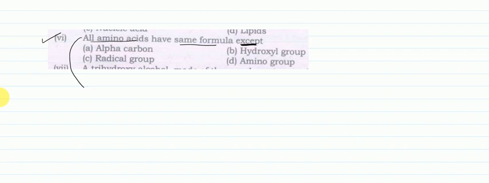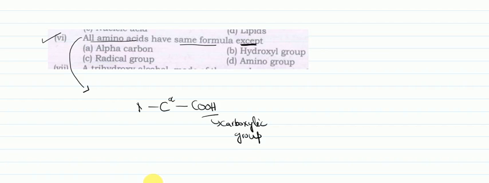First we have to check the general formula of amino acid. What is the general formula of amino acid? They have a central carbon which is known as alpha carbon, and one side of the carbon is bonded with COOH, which is known as the carboxylic group, and the other side of the carbon is bonded with NH2, and NH2 is known as the amino group, right? Amino group.